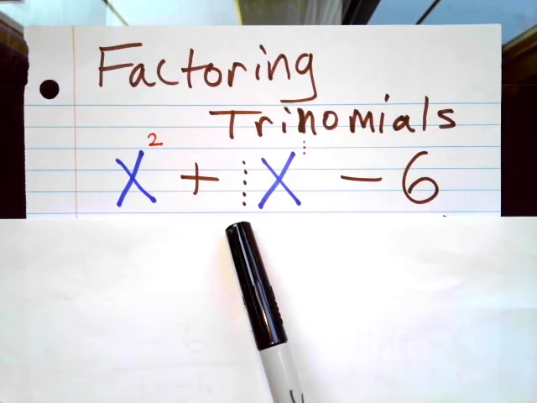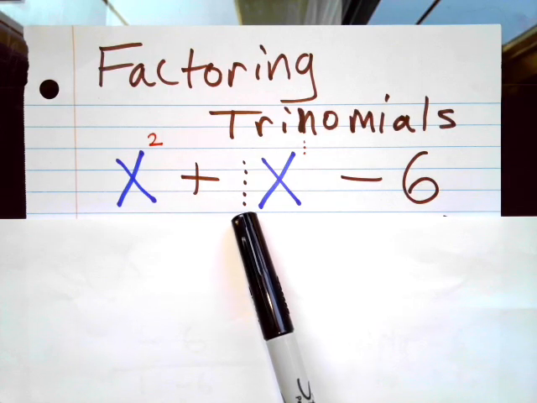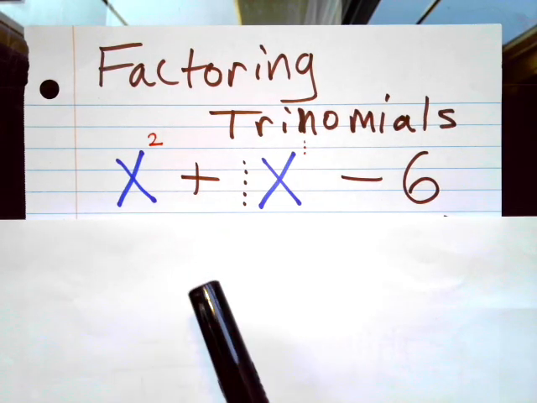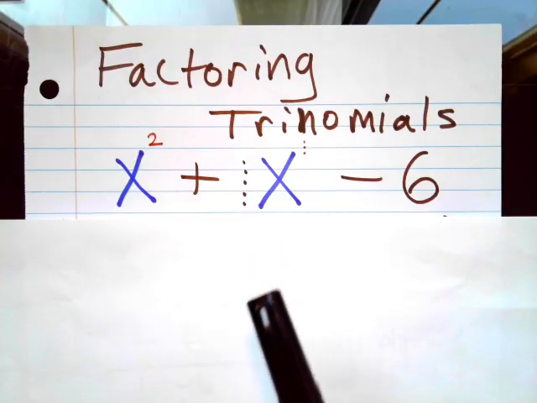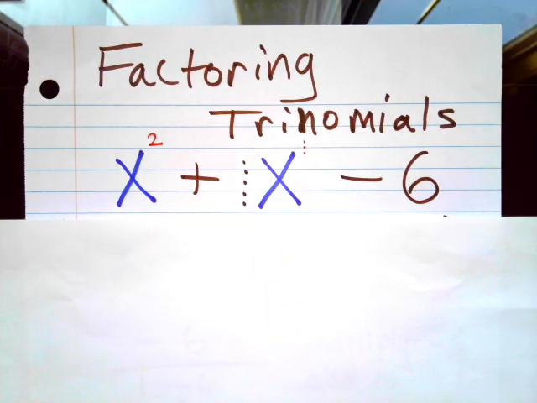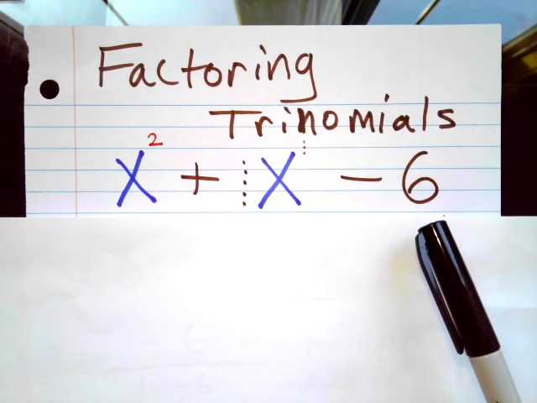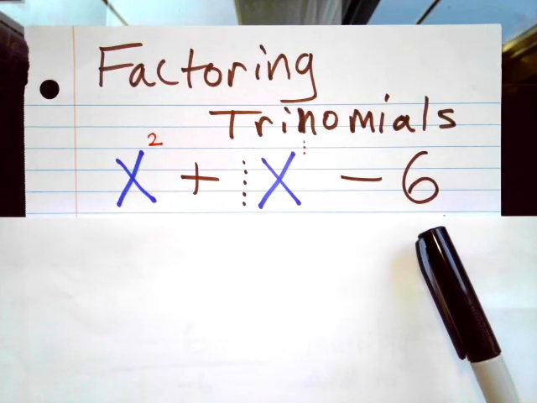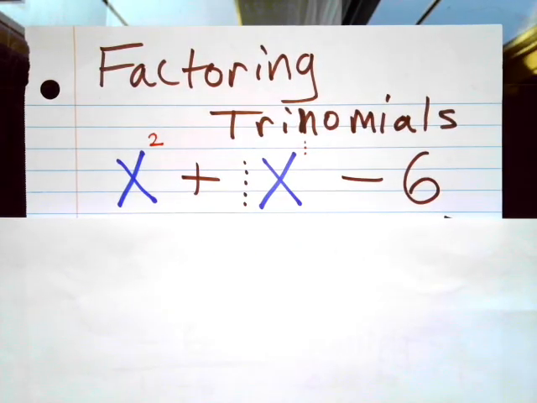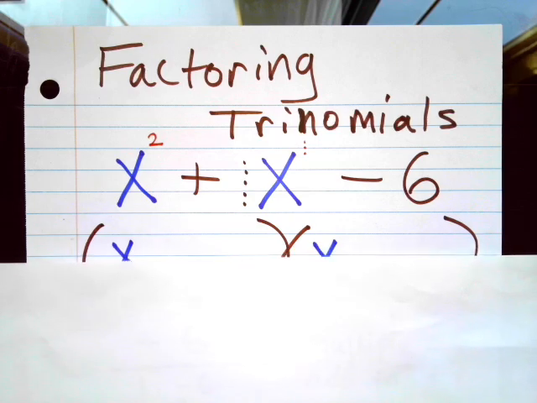You can just write a solid 1. This is just a way of me teaching invisible 1s. If you haven't seen my invisible 1s video, check it out. It's going to clarify a lot of things for you and eliminate a lot of confusion in mathematics. So what two numbers would multiply to a negative 6 but add up to a positive 1? Again, that is my task.